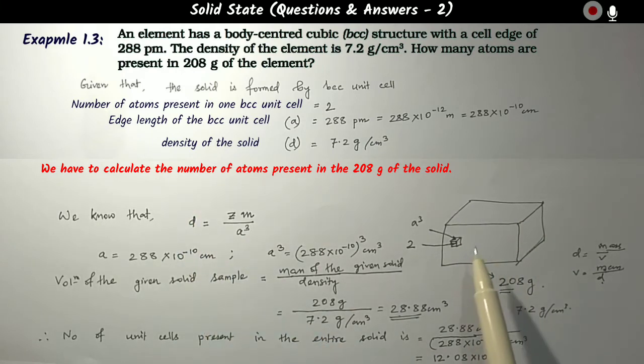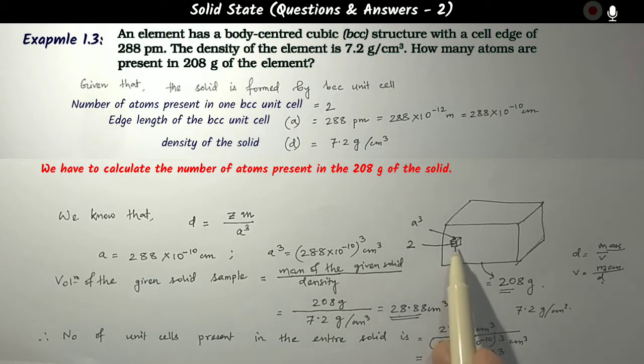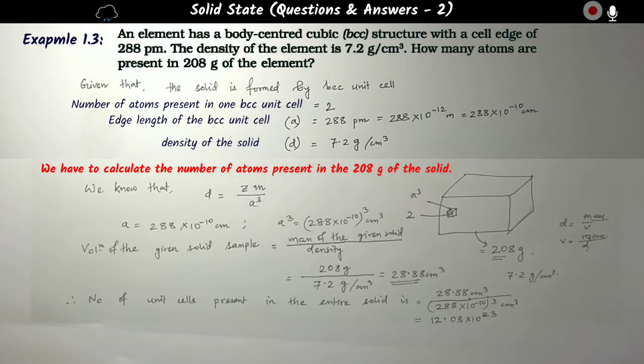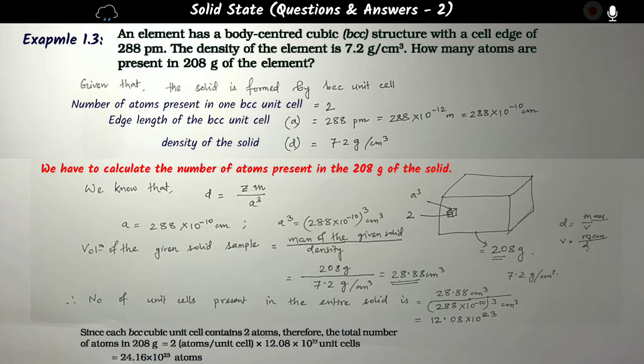Our aim is to calculate the number of atoms present in that entire solid. So we just multiply the number of unit cells present in the entire solid by 2, because in one unit cell 2 atoms are present. Thus the number of atoms present in that entire solid will be 2 into 12.08 into 10 power 23, which is equal to 24.16 into 10 to the power 23 atoms.